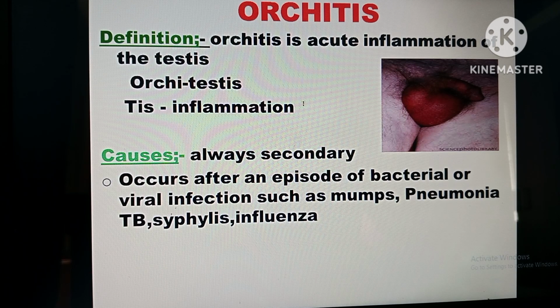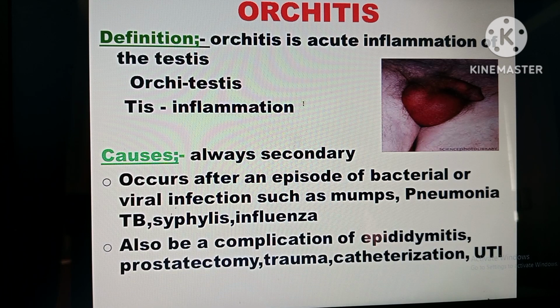Syphilis is a sexually transmitted disease, and influenza is a severe form of lung infection. Also it occurs as a complication of epididymitis, inflammation of the epididymis, which you will study later. Prostatectomy, removal of the prostate gland, is a surgery, and as a complication it can infect the testis. Any injury or trauma to the testis, catheterization procedure, where infection occurs as a complication, and UTI, urinary tract infection. These are all the main causes of orchitis.